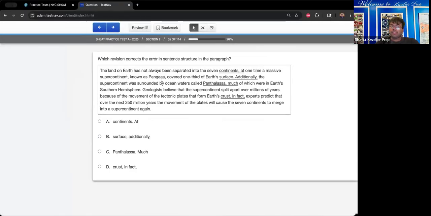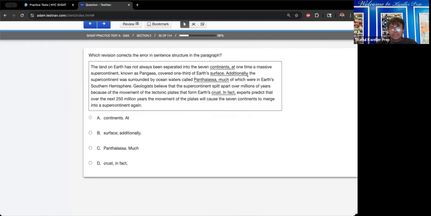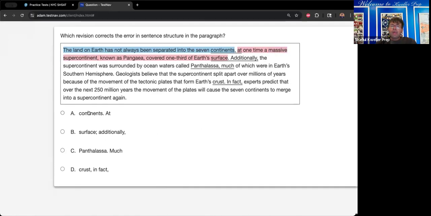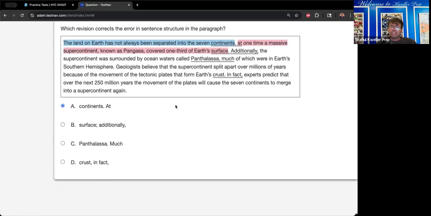What corrects the error in sentence structure? These two sentences here should be separated by a period, I think. The land on Earth has not always been separated into the seven continents. So the subject is land on Earth, the verb is has not. And then it says right here, massive supercontinent covered one-third of Earth's surface. You can't just put a comma here. These are two independent clauses, so you have to separate them. So the answer should just be A. I think everything else makes sense grammatically. You guys can check.